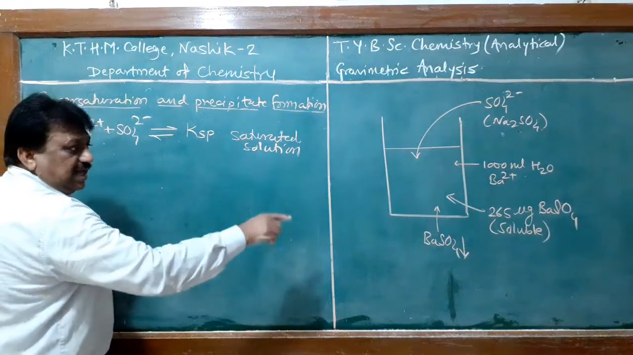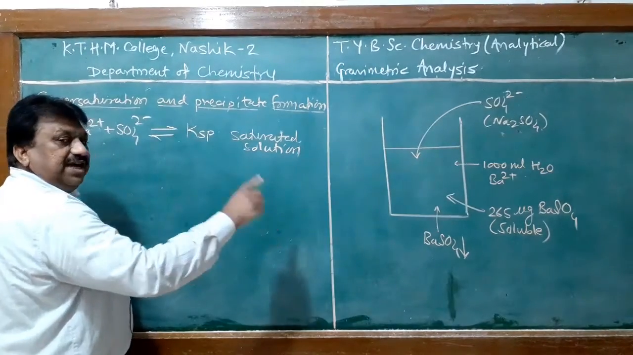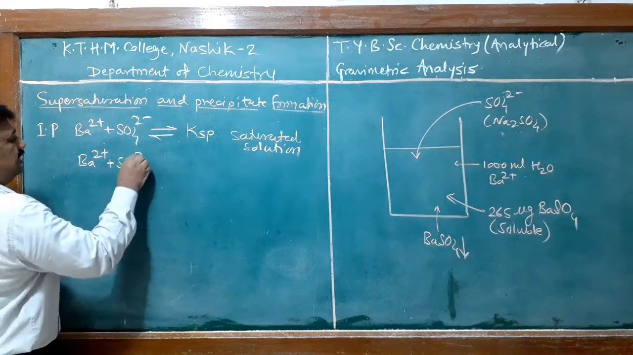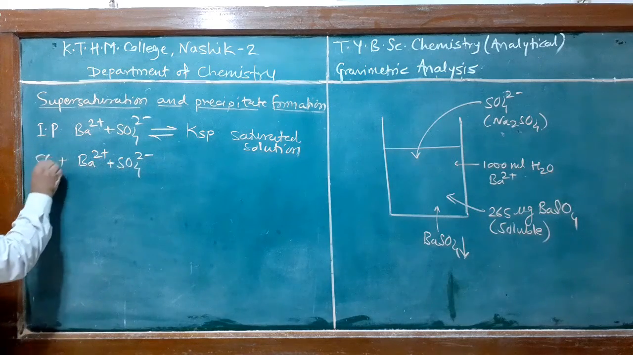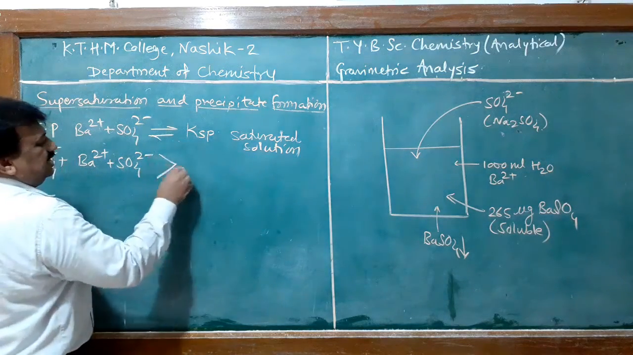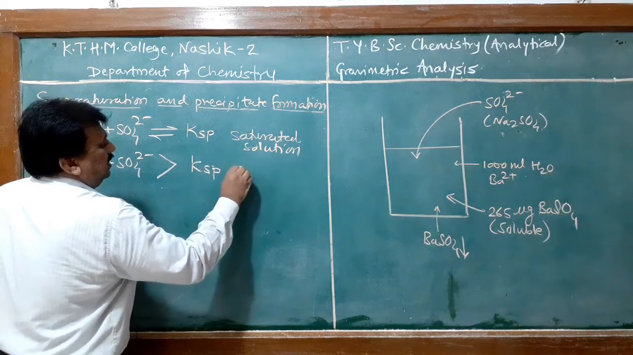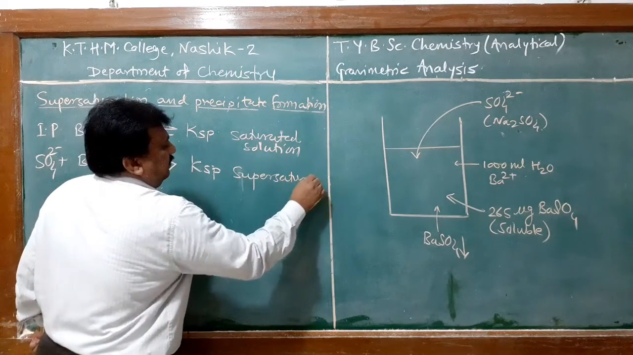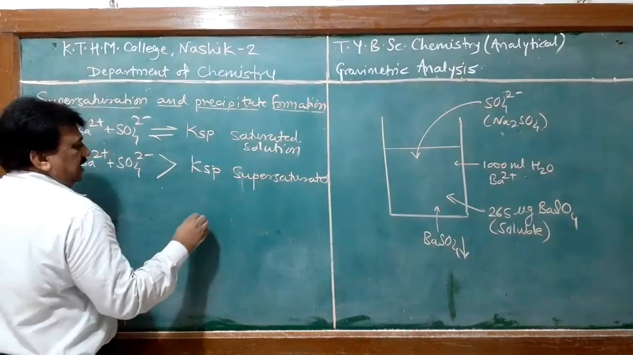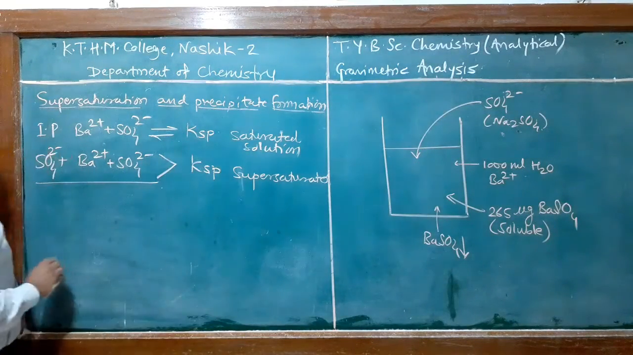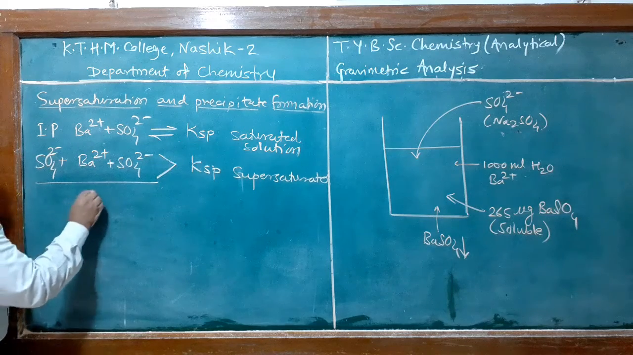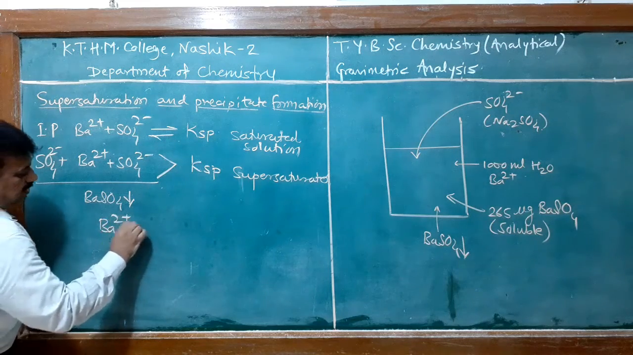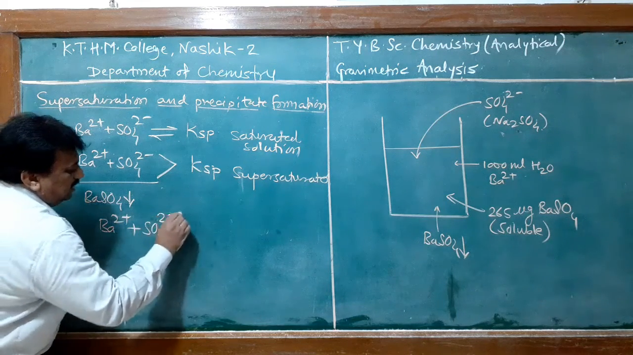But when excess insoluble barium sulfate is obtained, then here Ba2+ and SO4 2- plus the excess sulfate ion thus added increases the ionic product greater than the solubility product. Then this solution becomes supersaturated. And when it becomes supersaturated, the excess barium sulfate is precipitated out in order to maintain the equilibrium between ionic product and solubility product.